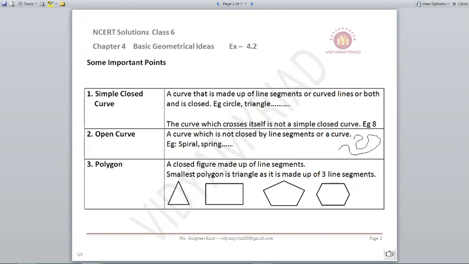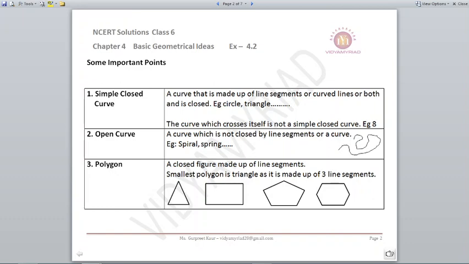Number 1, simple closed curve. Now first of all, what is a curve? The curve which is made up of some dots in the form of line segments or curved lines, or it can be line segments and curved lines, and when they are made closed, it becomes a simple closed curve. So all the shapes which you know, circle, triangle, rectangle, square, they all are simple closed curves.